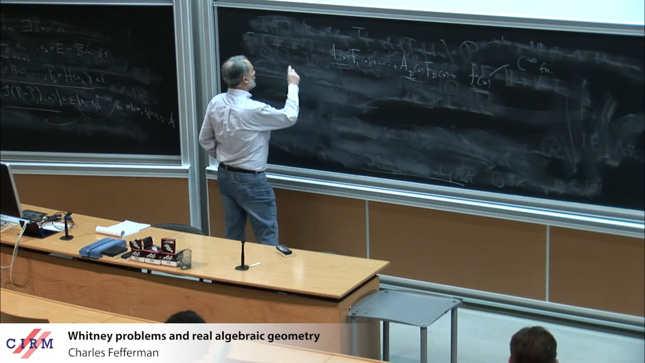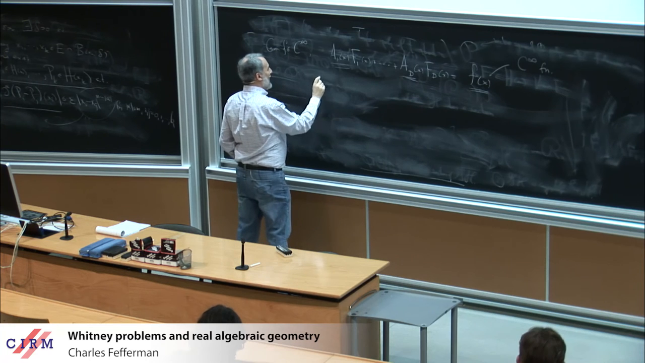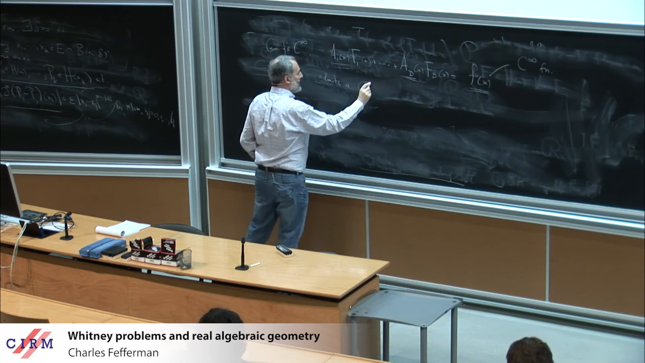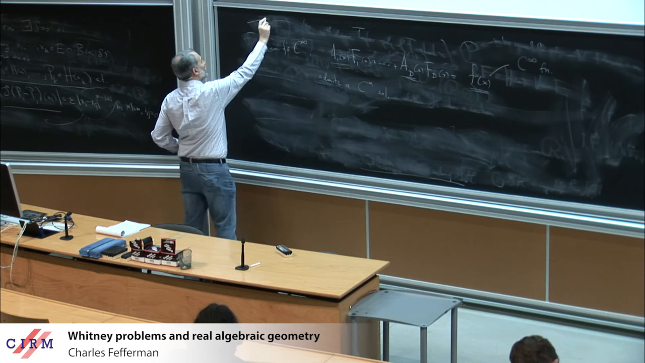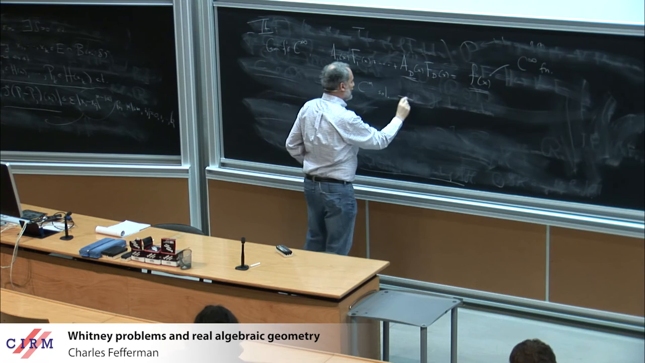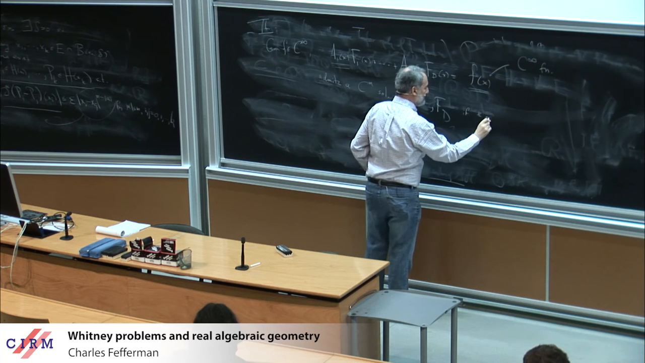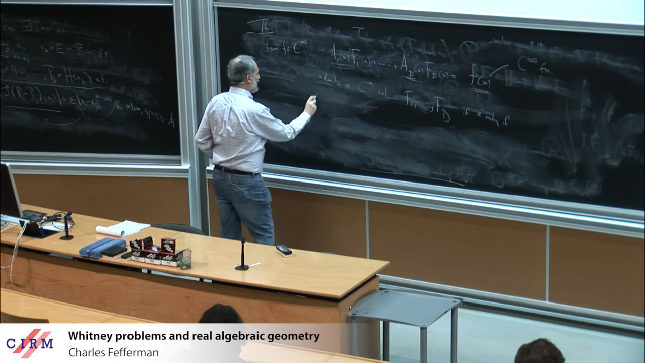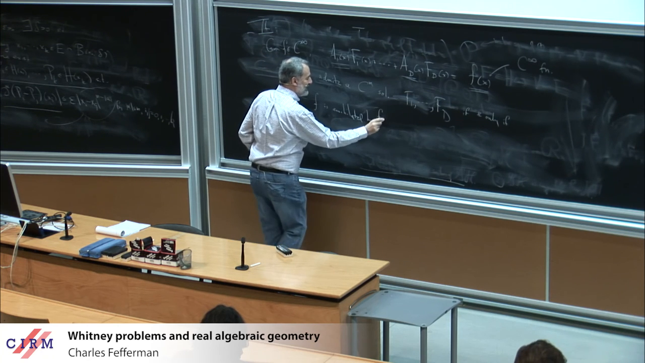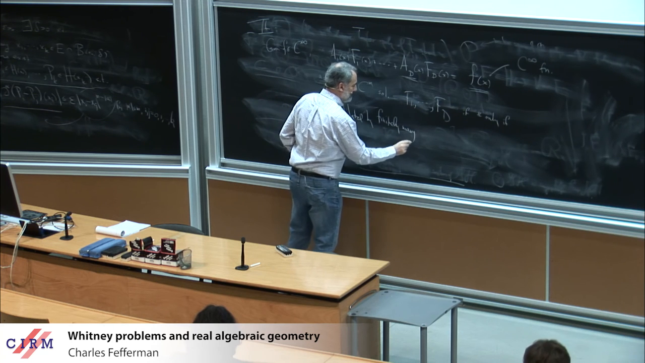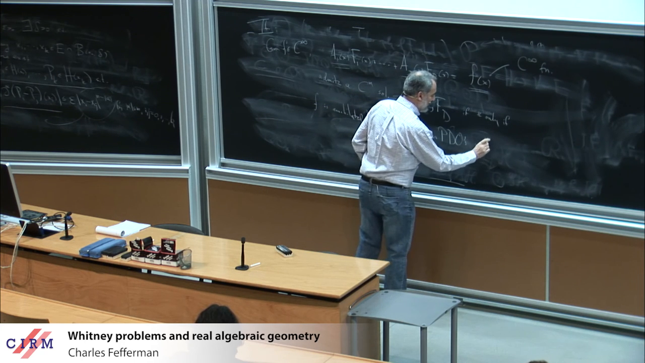So given f in C infinity, this equation admits a C^m solution, well, if and only if what? So the problem is to characterize that. And the solution is the following. This admits a C^m solution F1 to F_d if and only if f is annihilated by finitely many linear partial differential operators with semi-algebraic coefficients.